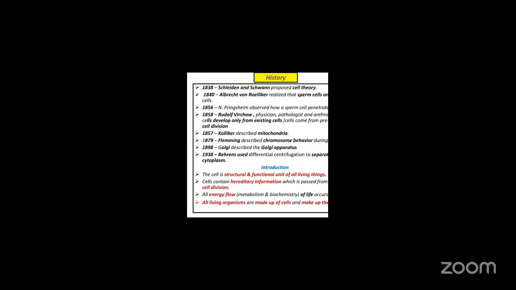In the year 1856, the scientist N. Pringsheim observed how a sperm cell will penetrate an egg cell. Because at the time of fertilization, you all know how the fertilization takes place. When a sperm tries to penetrate an egg cell, or when it comes near to an egg cell, that time only the fertilization will take place. So in the year 1856, Pringsheim observed how the sperm cell will try to penetrate into an egg cell.